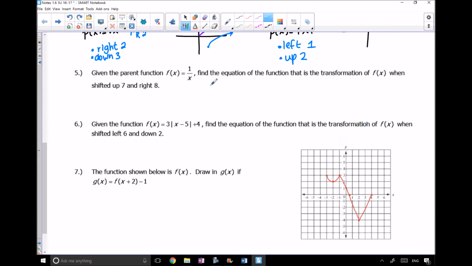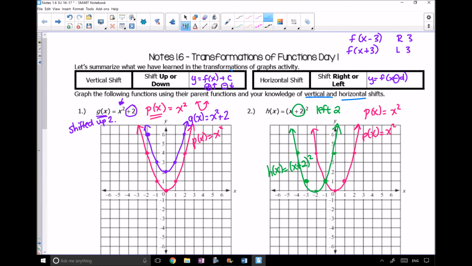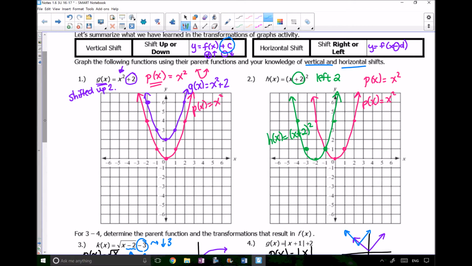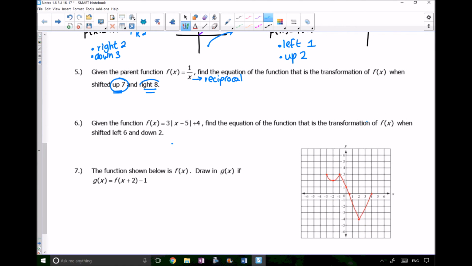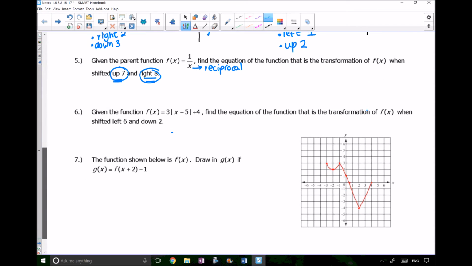Okay, in number 5 it says, given the parent function f of x equals 1 over x, and if you remember, this is the reciprocal function, find the equation of the function that is the transformation of f of x when shifted up 7 and to the right 8. Since it's up 7, that will be the plus c over here. So it's going to be on the outside of my parent function piece. It's going to be an extra piece added on to the output, okay? And then since it's right 8, since it's a horizontal shift, it will be inside of the reciprocal function.